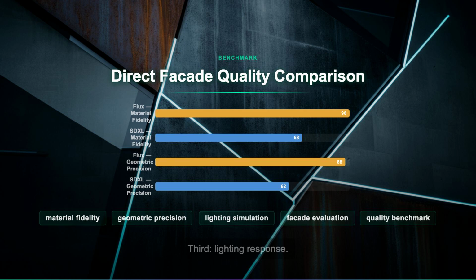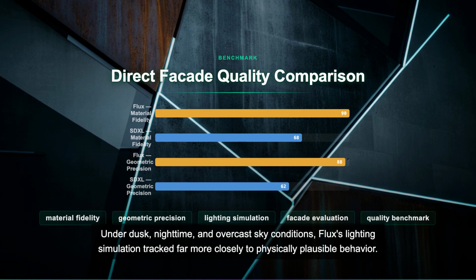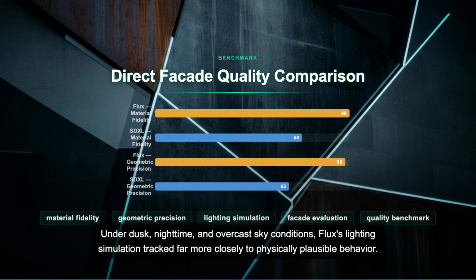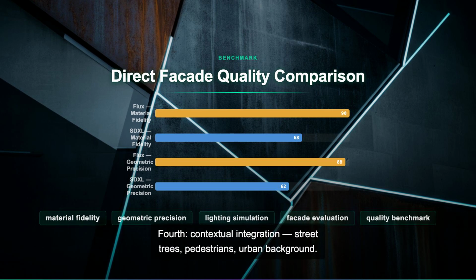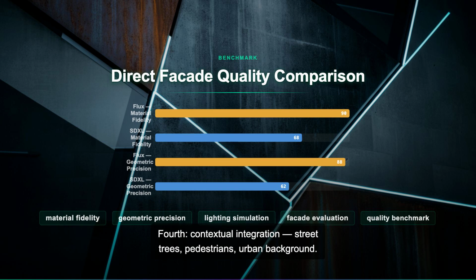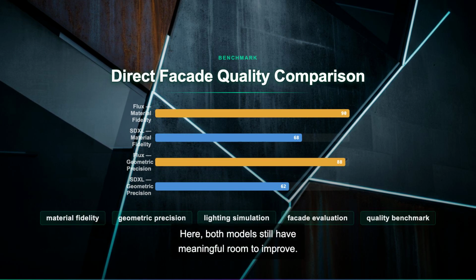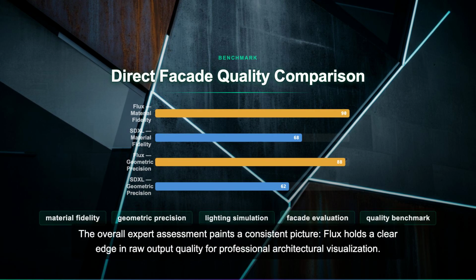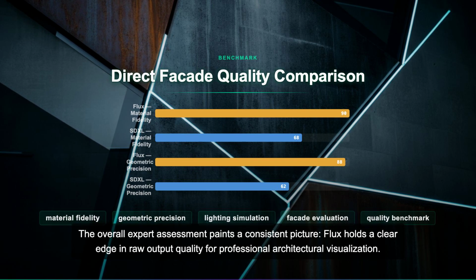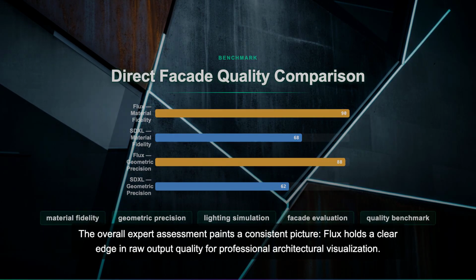Third, lighting response. Under dusk, nighttime, and overcast sky conditions, Flux's lighting simulation tracked far more closely to physically plausible behavior. Fourth, contextual integration. Street trees, pedestrians, urban background. Here, both models still have meaningful room to improve. The overall expert assessment paints a consistent picture. Flux holds a clear edge in raw output quality for professional architectural visualization.